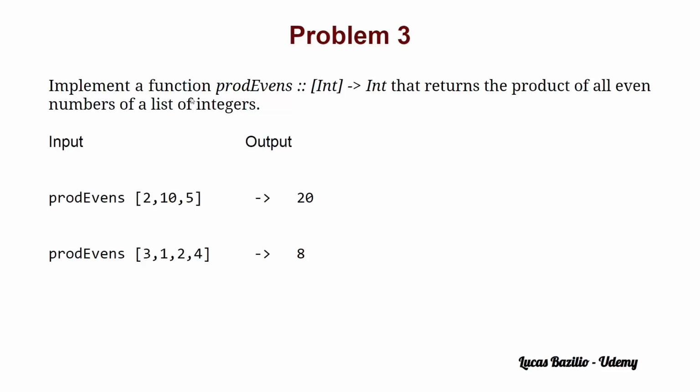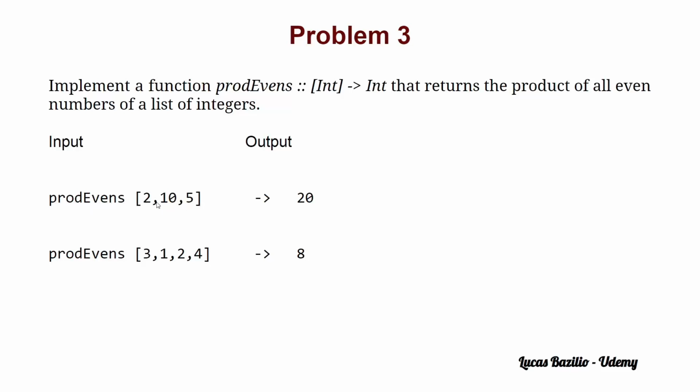This problem is very similar to the previous one, where we had to multiply all elements in the list. However, here we only must multiply those that are even. The ones that are odd, we do not multiply. So here we have two examples. Again, we have the same list that we used before. For instance, the application of prod_events on the list 2, 10, 5.